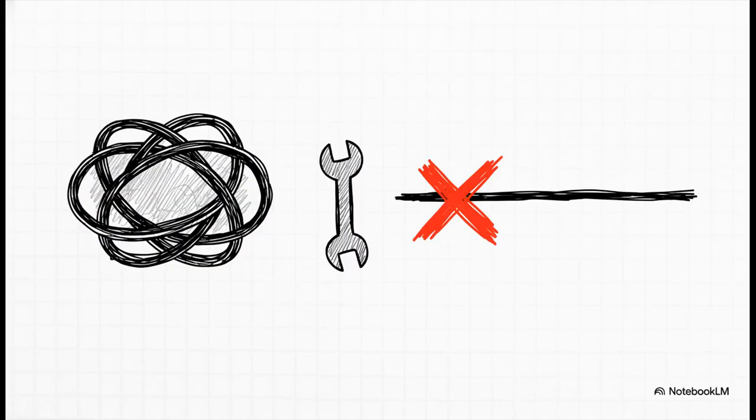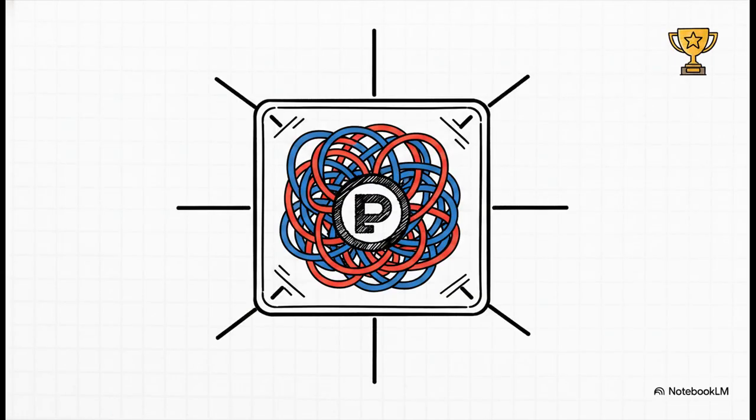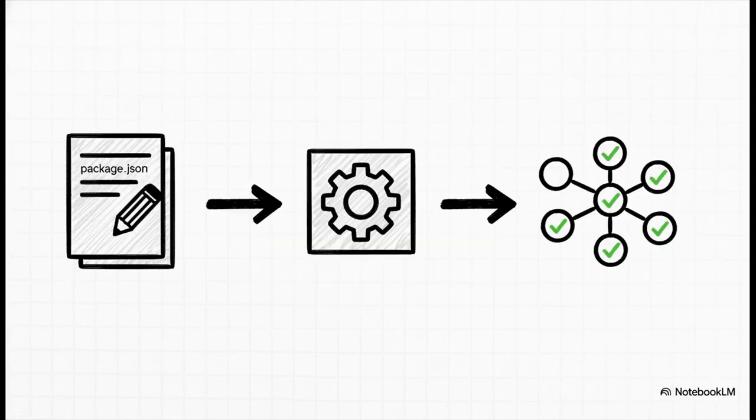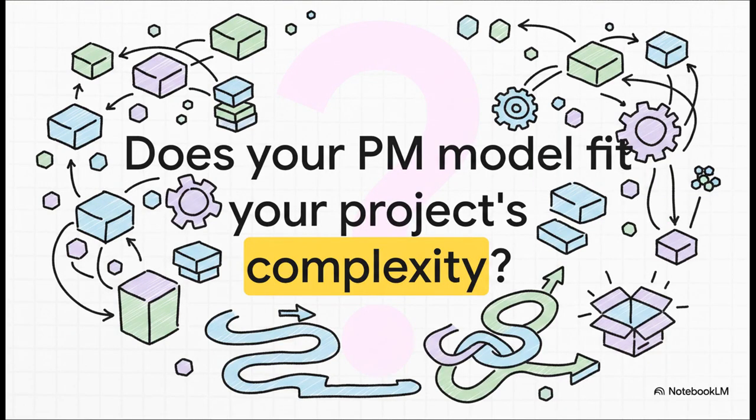But let's be real, a package manager doesn't magically make all that complexity disappear. What it does do is centralize and control it. And honestly, that's the whole point. So it takes your intent and turns it into a concrete, reproducible graph. That's the secret. Which leaves one question for you. Is your mental model of your package manager up to the task?